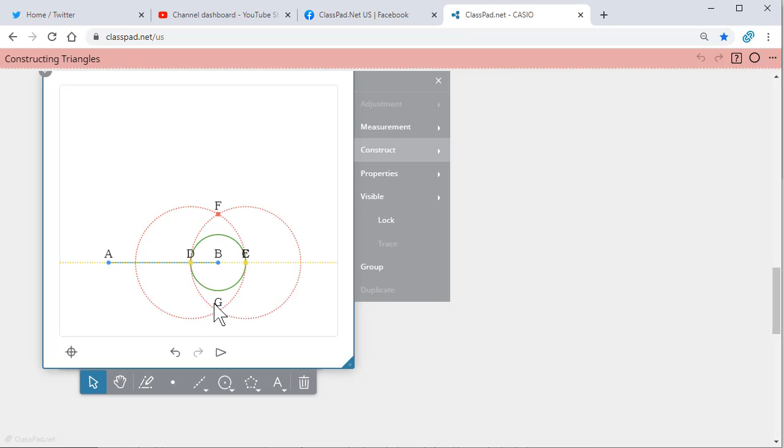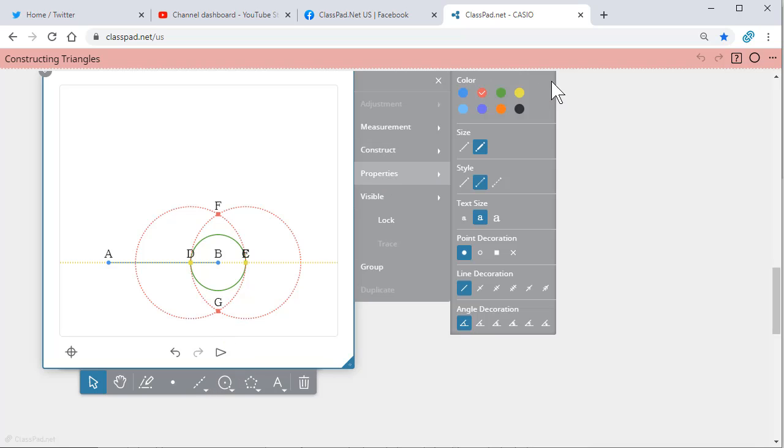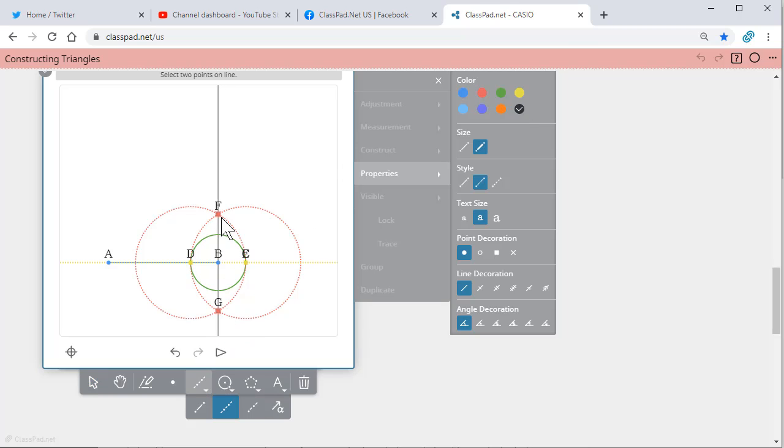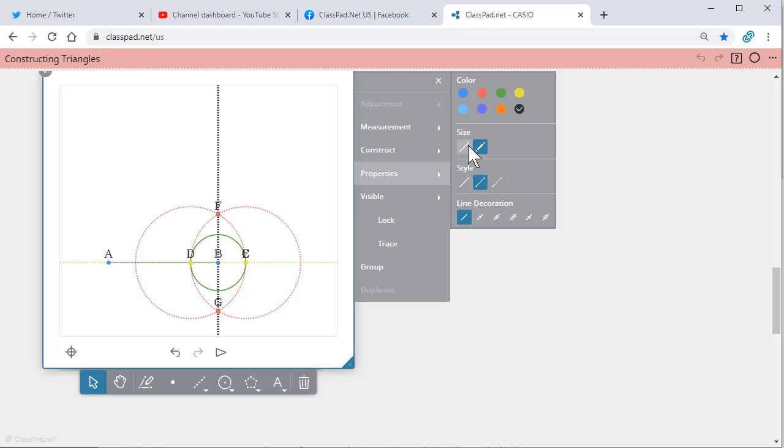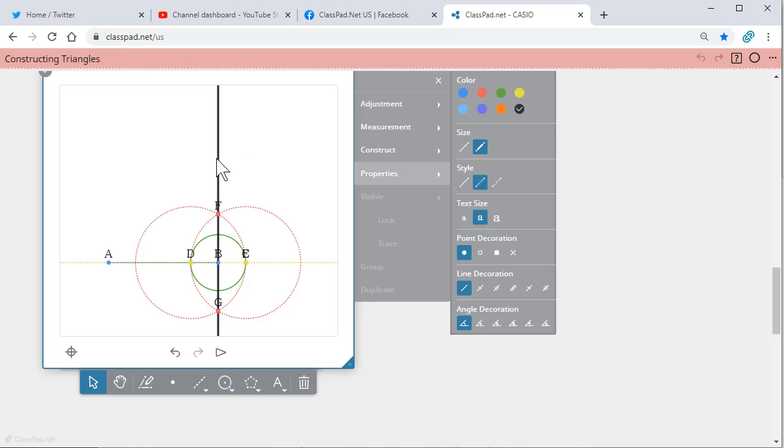So knowing that F and G are on the perpendicular bisector, I can now get my straight edge tool, and let's change color one more time, and connect them with my straight edge. And I know this is the perpendicular bisector, and maybe we don't want it to be dotted. There we go. I know it's the perpendicular bisector, and it's perpendicular to B because we made B the midpoint of the original circle. So now I know that this line here is perpendicular to the original segment AB and at point B.